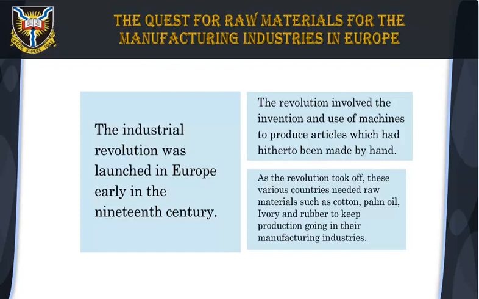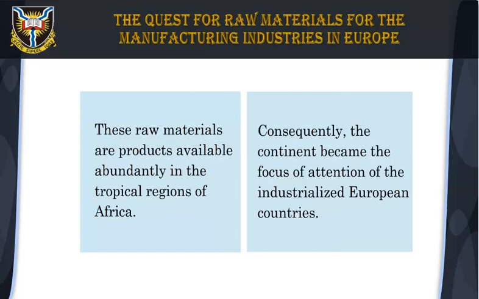The Industrial Revolution was launched in Europe early in the 19th century. The revolution involved the invention and use of machines to produce articles which had hitherto been made by hand. As the revolution took off, these various countries needed raw materials such as cotton, palm oil, ivory, and rubber to keep production going in their manufacturing industries. These raw materials are products available abundantly in the tropical regions of Africa. Consequently, the continent became the focus of attention of the industrialized European countries.